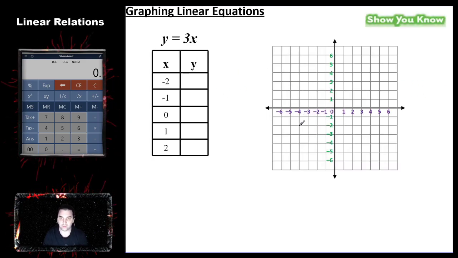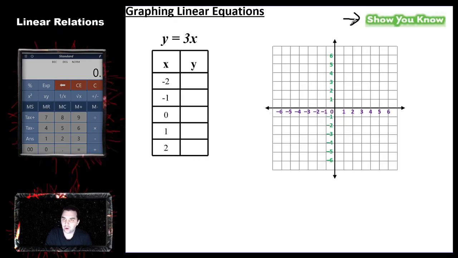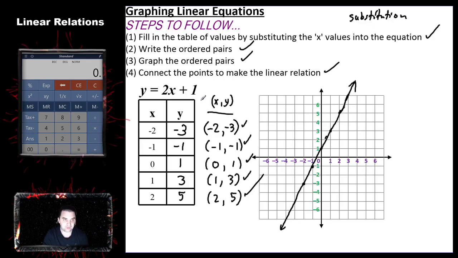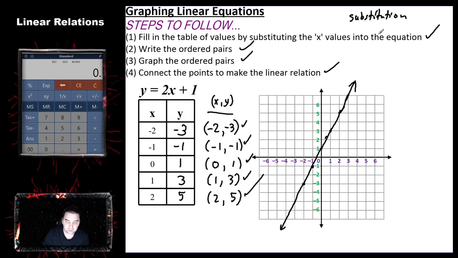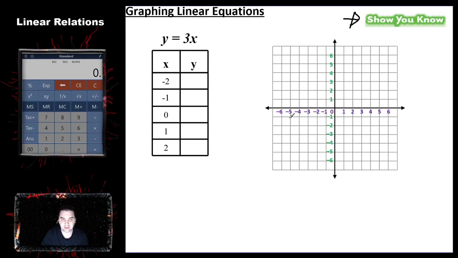Good. Moving forward. Okay, so we're here. This is a show you know. So this is one where I want you to pause the video, go through all the steps that I just did, which are fill in the table of values by substituting, write the ordered pairs, graph the ordered pairs, and then make your line. Pause the video and do that now.